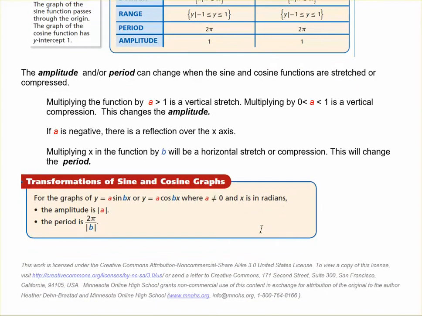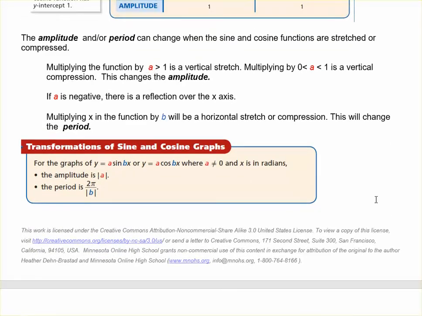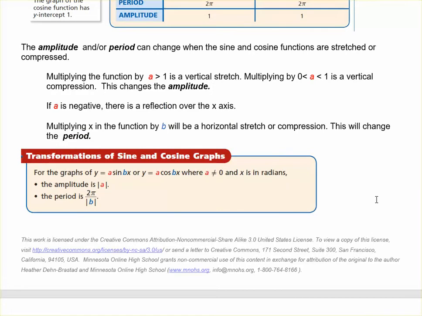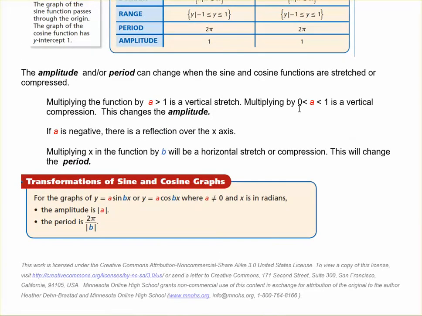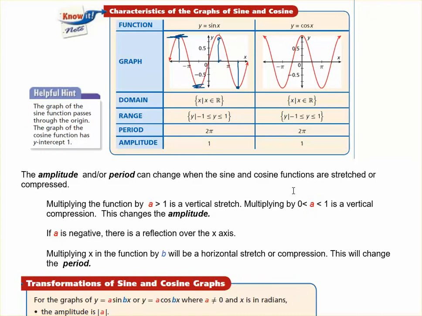So the amplitude and period can change when the sine and cosine functions are stretched or compressed. And that's what we're going to look at more in this worksheet. If you multiply by a number greater than 1, then it's a vertical stretch. If you multiply the function by a fraction between 0 and 1, then it's a vertical compression. That will change its amplitude. So it'll either go higher on each period, or it will be more compressed and not go as high. Those are the two things that can happen by multiplying by some value of a.